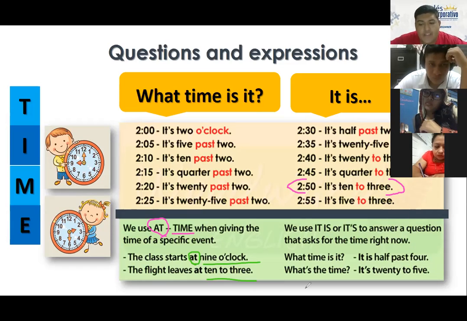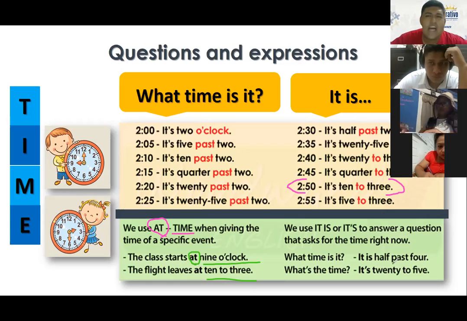Y luego la pregunta, ¿verdad? What time is it? It's or it is 4:30. What time is it? It's 7 o'clock. What time is it? It's 7 a.m. What time is it? It's 4 p.m. What time is it? It's 11:45. What time is it? It's 10 to 10.